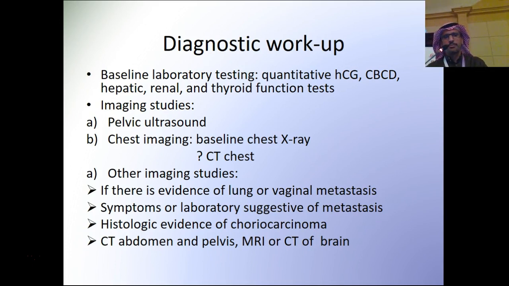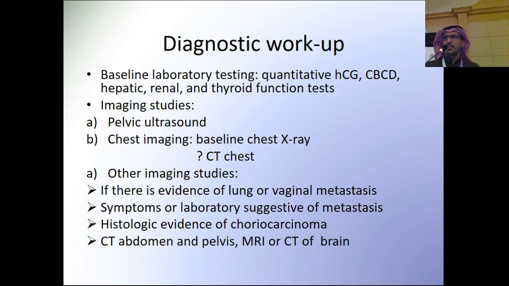So diagnostic workup. Baseline laboratory tests usually include quantitative beta-HCG, CBC with differential, hepatic, renal, and thyroid function tests because of the hyperthyroidism risk. Imaging studies: usually we do a pelvic ultrasound. This is to make sure that you are not dealing with another pregnancy. Chest imaging, baseline chest X-ray. And why do we use a baseline chest X-ray? Because this is the imaging that we usually need for FIGO staging and the WHO prognostic score. So we usually do a baseline chest X-ray.